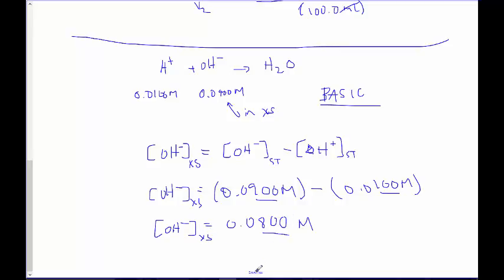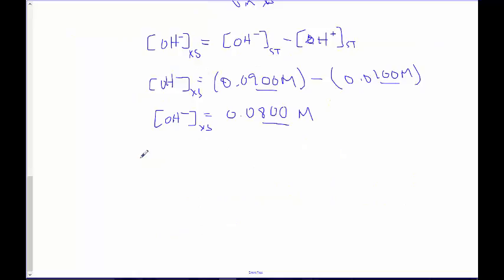And I can go one step further now and I can find out what is the pH. But because I have an OH minus concentration, I'm first going to find pOH, and then I can go to pH. So the pOH is equal to the negative log of the OH minus concentration, which is 0.08 moles per liter. So the pOH here is going to be equal to 1.097 when I put it into my calculator.